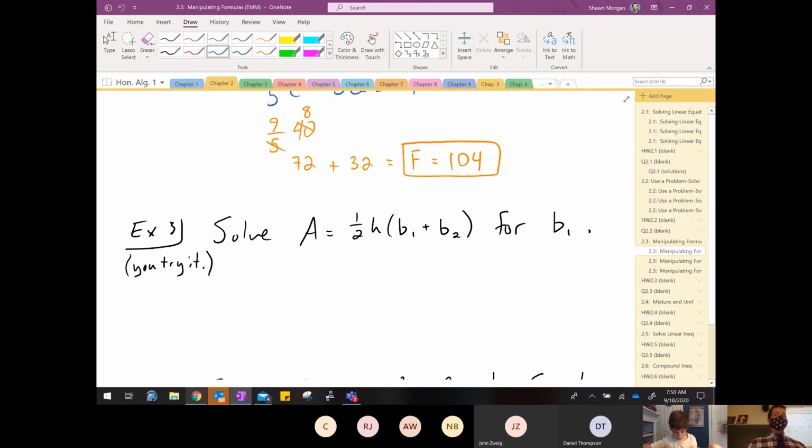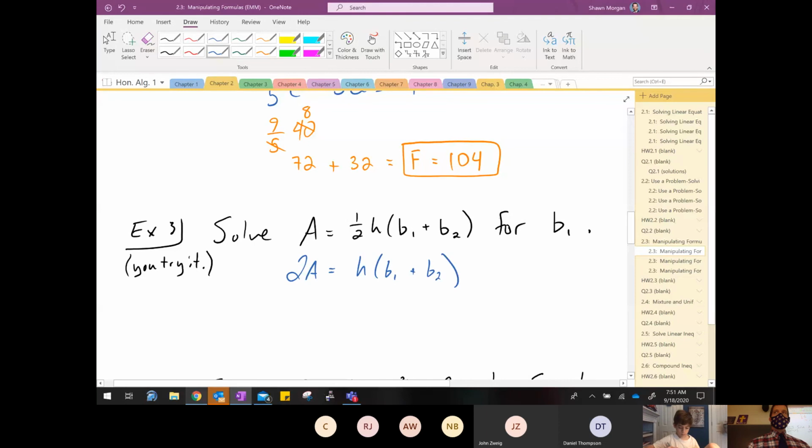All right, let's wrap things up here. Ben, what do I do first? And dividing by 1/2 is the same thing as multiplying by? Good, let's multiply both sides by 2. So I got 2a equals h, b1 plus b2.